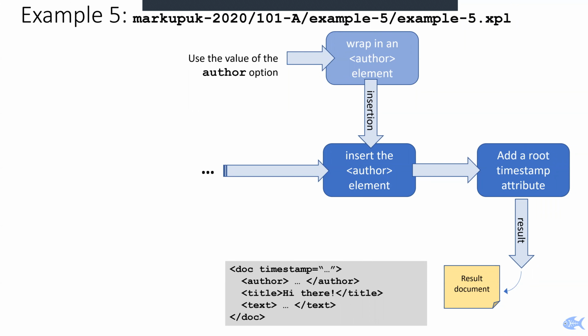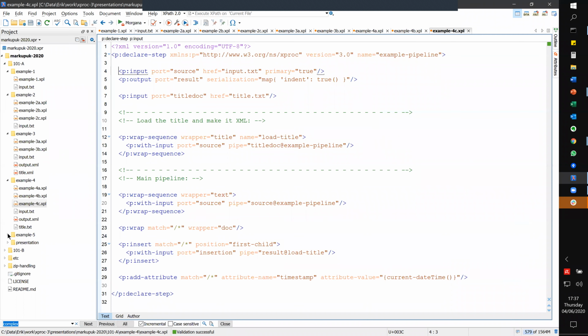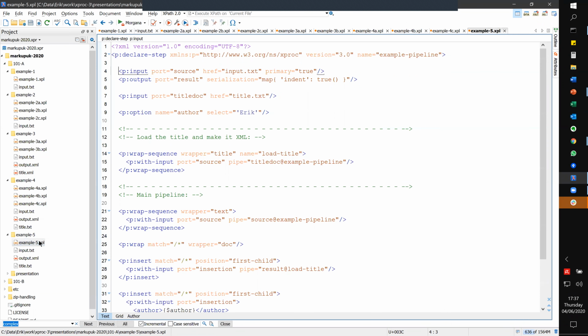So how can we do that? How does that look? Sorry, here. Let's have a look at example 5. It's only one. Now this is exactly the same as we've seen before, but it has an option author. And also here, because I'm lazy, I gave it a default value, Eric.